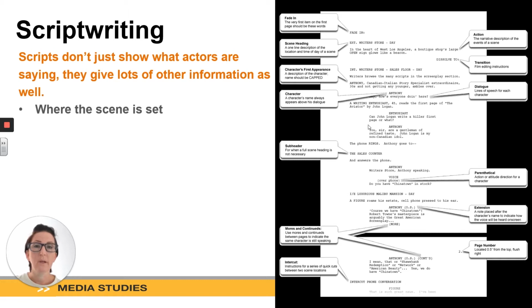scene is set. So at the very start of the scene, it will tell you whether it's an interior, INT, or an exterior, EXT, and it will then tell you where it is. So it might say the coffee shop. Then it's going to tell you what time of day it's meant to be filmed in. So therefore the production team will know when they've got to schedule the filming.